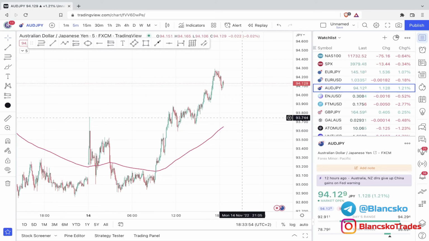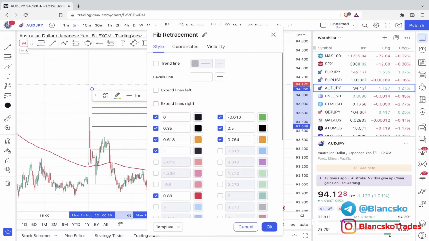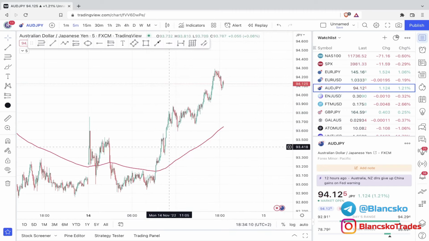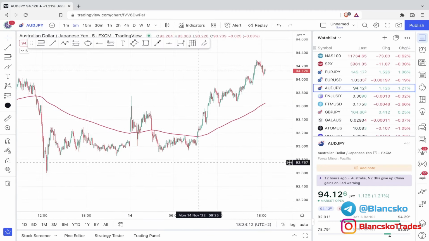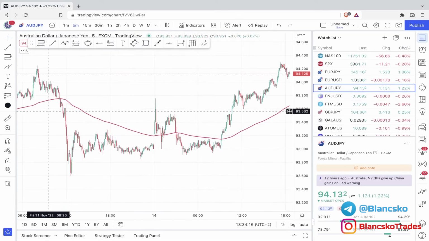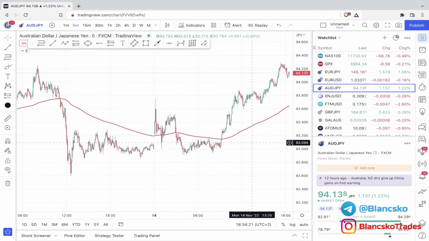Okay. Secondly, we need the fib retracement. Okay, so these are my fib retracement levels. If you want to copy them, please pause the video and make sure you have these exact levels. Okay, after that you click OK. And third, we will only enter buys if we are above the 200 EMA and sells if we are below the 200 EMA. Those are the rules, okay? Those are the most important rules.